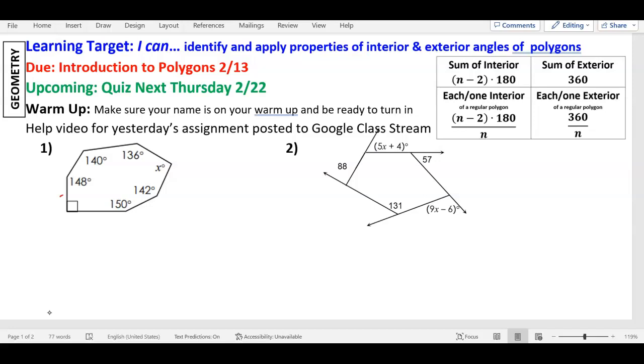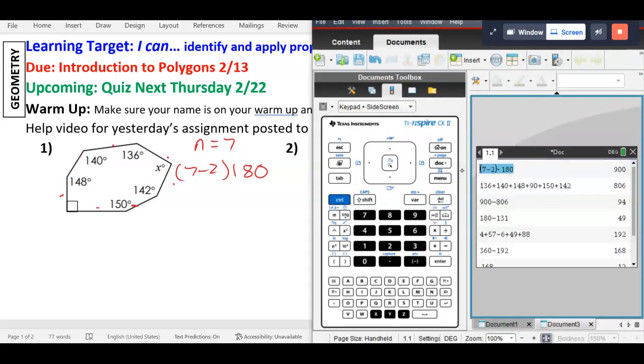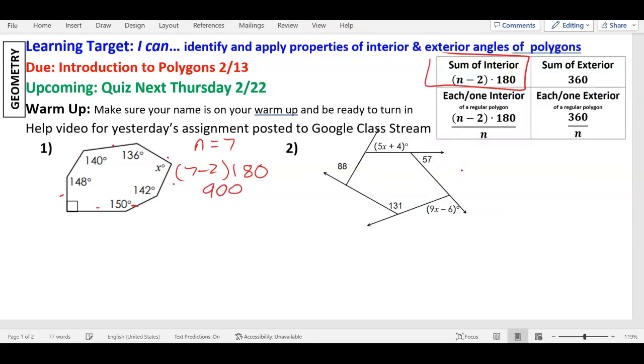Now, here we go. How many sides is this? What is n? 1, 2, 3, 4, 5, 6, 7 sides, right? So n is equal to 7. If n is 7 and I need to find the sum of the interior, I'm going to do 7 minus 2 times 180 to figure out what they add up to. In my calculator, I did this earlier, and I got 900. So all these angles have to add up to 900.